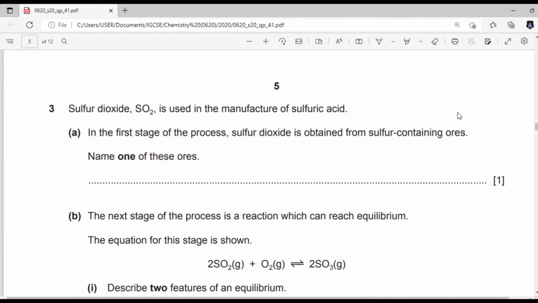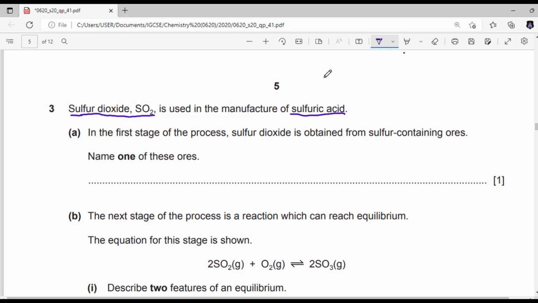Question 3. Sulfur dioxide, SO2, is used in the manufacture of sulfuric acid. In the first stage of the process, sulfur dioxide is obtained from sulfur-containing ores. Name one of these ores. First off, let's underline the keywords here: sulfur dioxide, sulfuric acid. Now, this question is on sulfur and its compounds, right? So we should be expecting questions on sulfur, sulfur dioxide, and sulfuric acid. Fine. So now we are asked to do what?